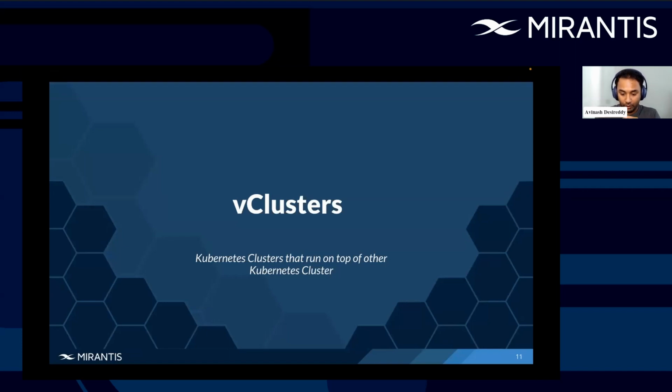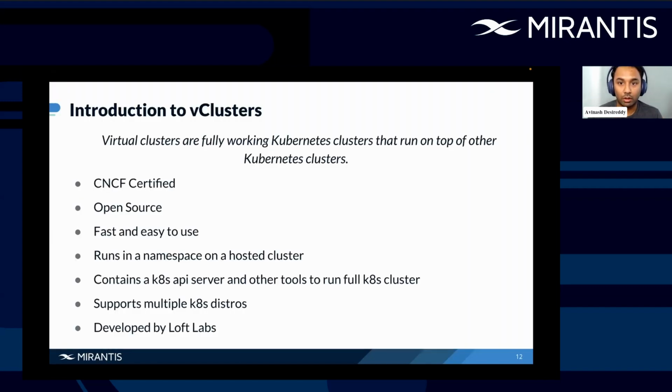So with that, let's talk about vClusters, also known as virtual clusters. Some of the limitations that I have listed here are addressed with the help of virtual clusters. So what a virtual cluster does is it enables us to run Kubernetes clusters on top of another Kubernetes cluster. That means virtual clusters are fully working Kubernetes clusters on top of other Kubernetes clusters.